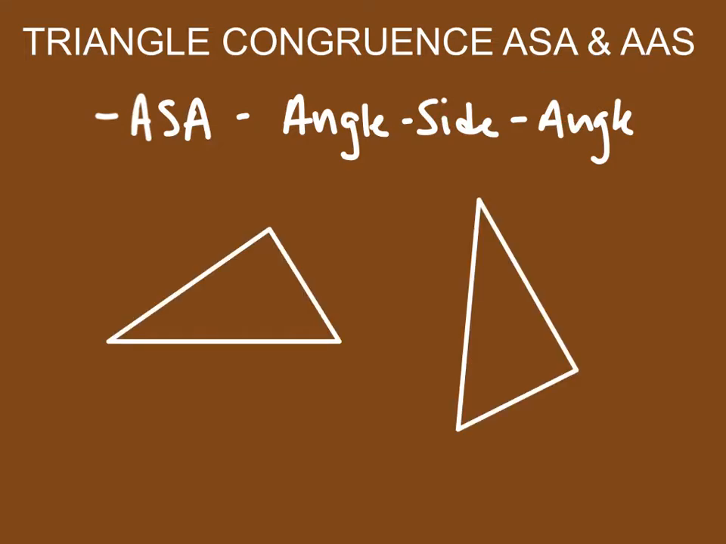So let's say that we have two triangles here. Now I'm going to name this triangle here on the left triangle ABC. And the one on the right, I'm going to name it XYZ. All right, and here's what I know.